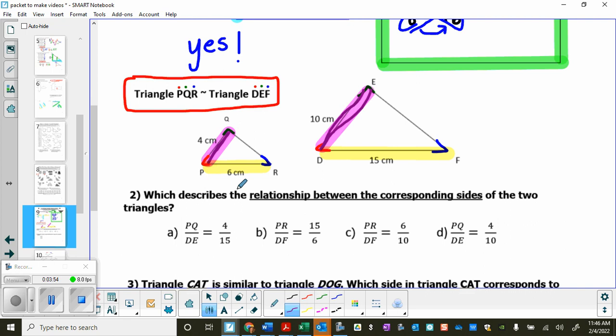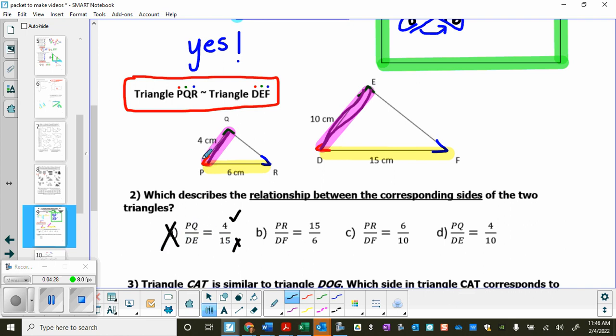It asks which describes the relationship between the corresponding sides of the triangles. So we're trying to find which one of these shows purple to purple or yellow to yellow. So let's look at answer choice A. It says that side PQ is a 4, which that part is right. And then DE over here, see how it's saying DE is a 15? If PQ matches with DE, the 4 should be matching with the 10. So that right there does not line up, so we're not going to pick answer choice A.